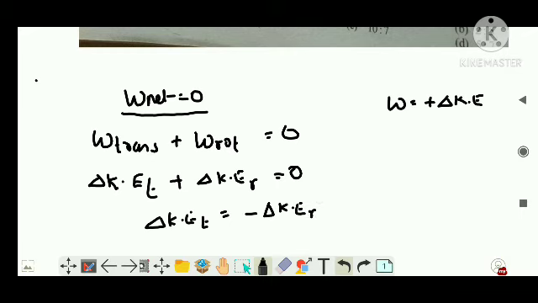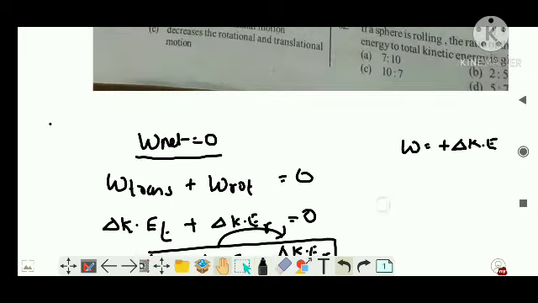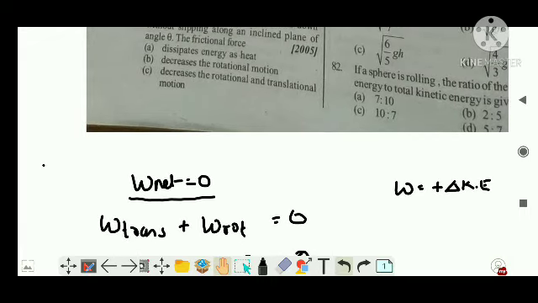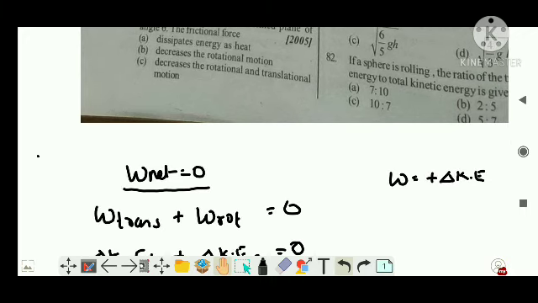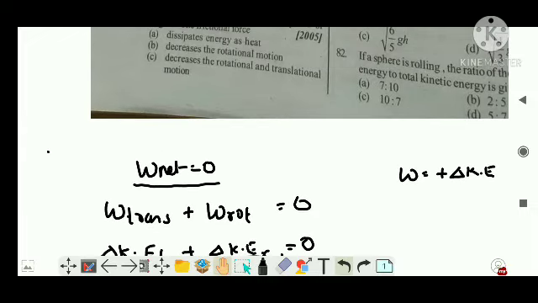That is, all the kinetic energy change in the translational is converted to rotational, and vice versa. So the conservation of energy is happening in such a way that translational energy converts to rotational energy, or rotational energy converts to translational energy, right? So the frictional force, what it is saying, is that the decrease in rotational is matched by the increase in translational motion.